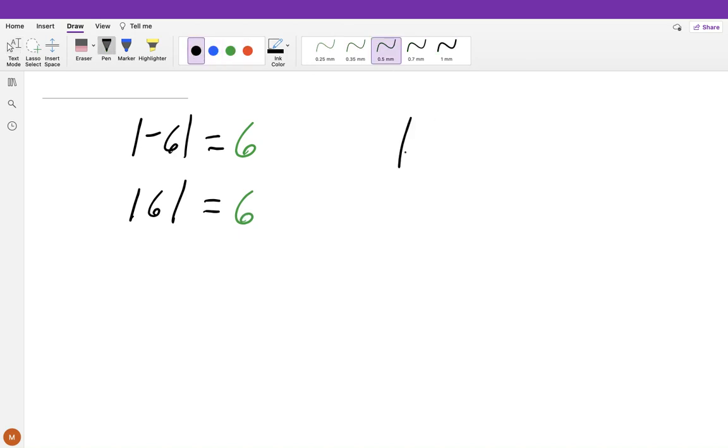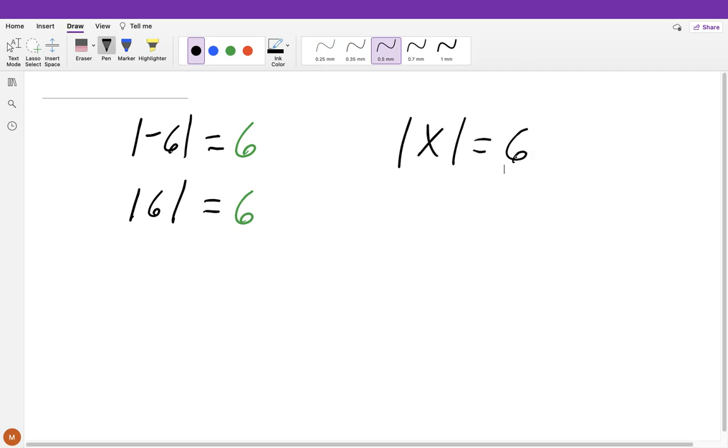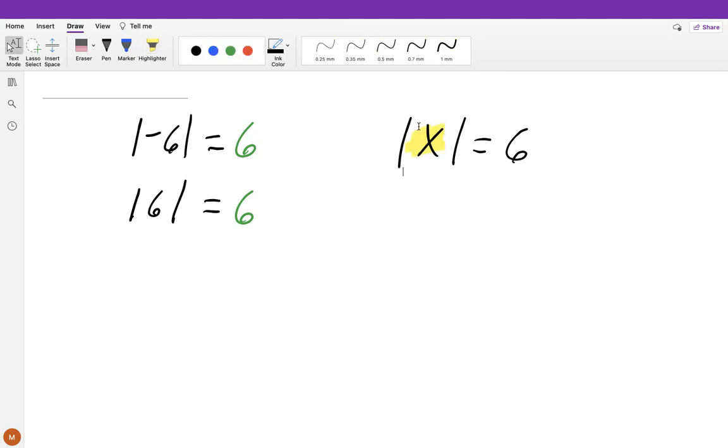So now, what if I gave you, though, the absolute value of what number x is equal to 6? So in this case, we know that there are two numbers that are going to be 6 units away from 0 as well. We just went through this. Well, negative 6 is 6 units away from 0, and so is positive 6. So our absolute value answers can generate as many as 2 solutions.